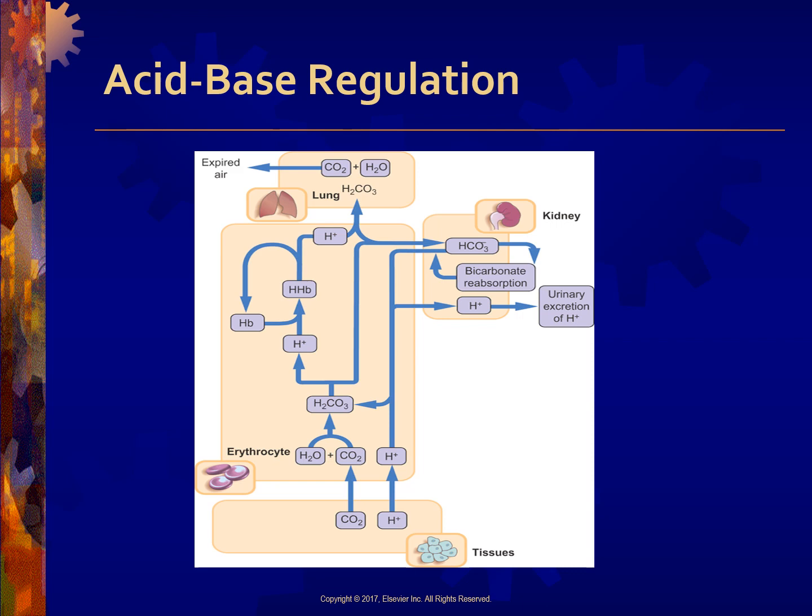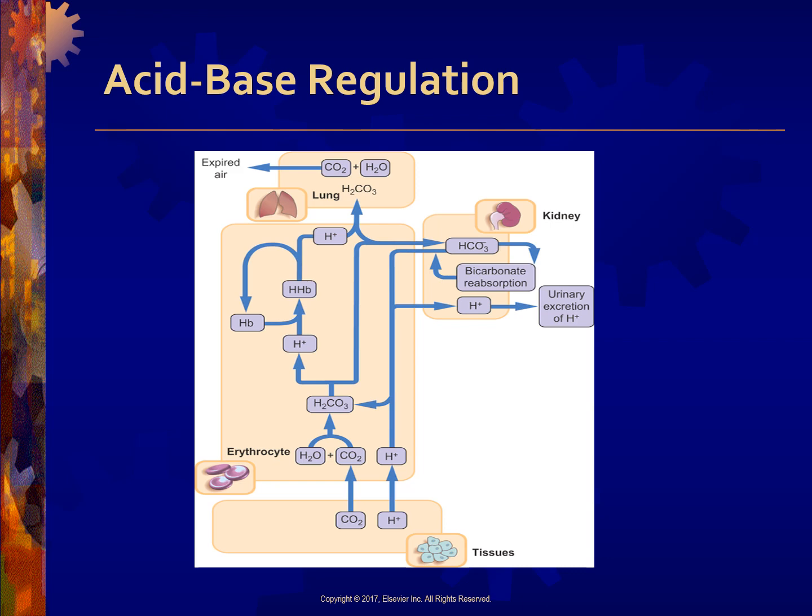This figure demonstrates the interrelationship among the lungs, the kidneys, and the buffer systems, in this case the red blood cells, in the maintenance of acid-base balance. The lungs control gas exchange to blow off or retain CO2. The CO2 is generated in tissues and is transported in plasma as bicarbonate. The erythrocyte hemoglobin also contributes to the CO2 transport. Hemoglobin buffers hydrogen ion derived from carbonic acid.